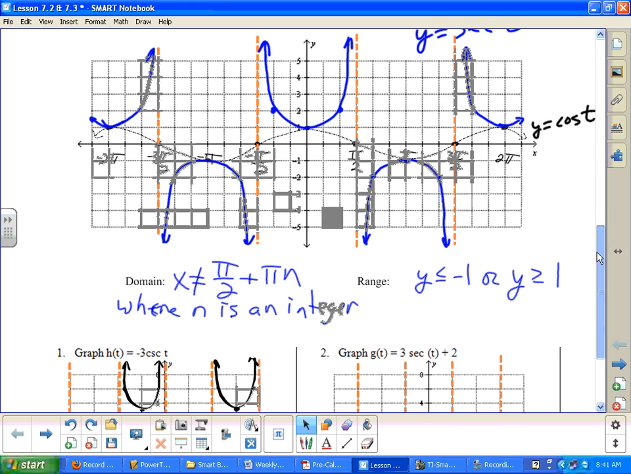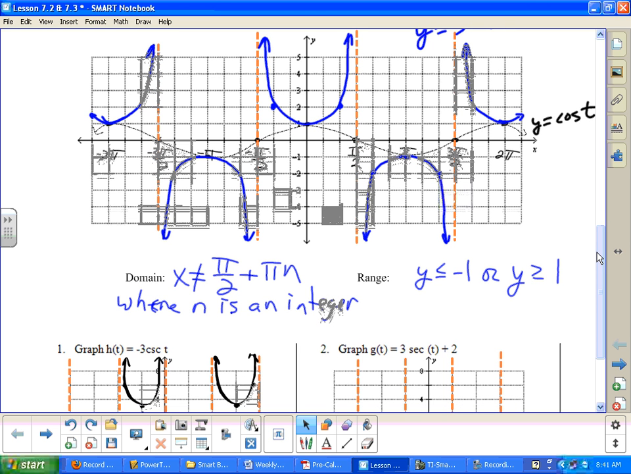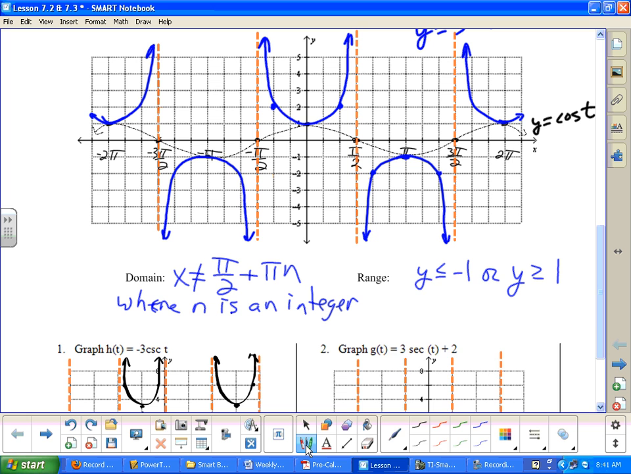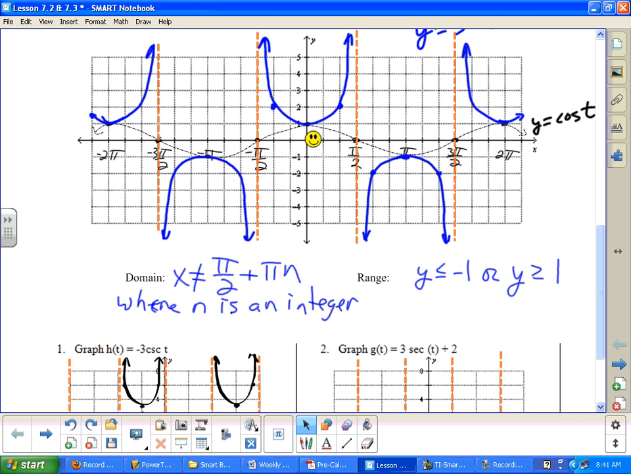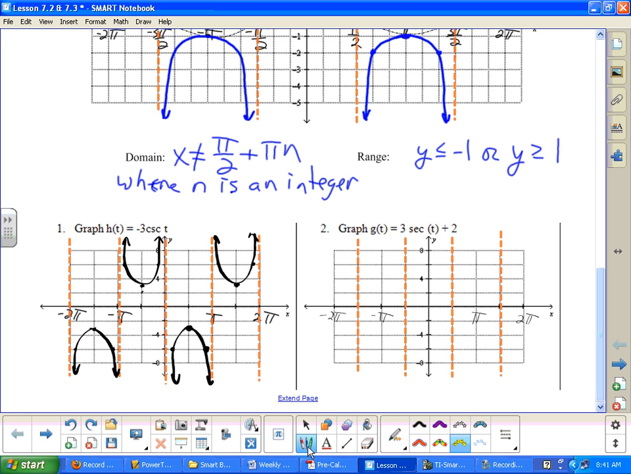Okay. All right. So let's look at 0. At 0, secant is 1, right? Right here. At 0, secant is 1. So if I multiply 1 by 3, I get 3, and then I add 2, and I get 5, okay? So at 0, it'll be at 5. I multiplied 1 by 3 and then added 2 to it.